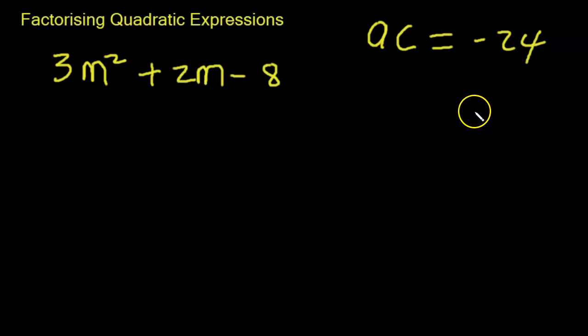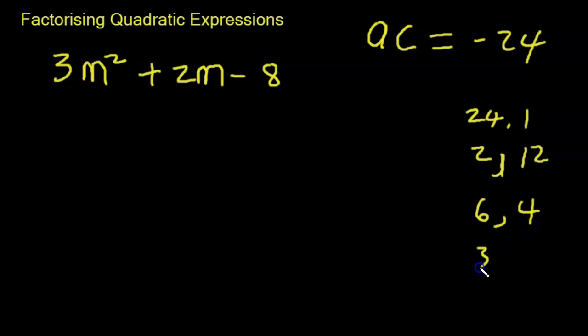So what numbers multiply to give 24? 24 and 1, obviously. 2 times 12, certainly. What else multiply to give 24? 6 times 4, and I believe 3 times 8. All these numbers multiply to give 24. Good. But you want the numbers now to add or subtract to give 2m. Which of these numbers can you add or subtract to get positive 2, and when you multiply them, you get negative 24?